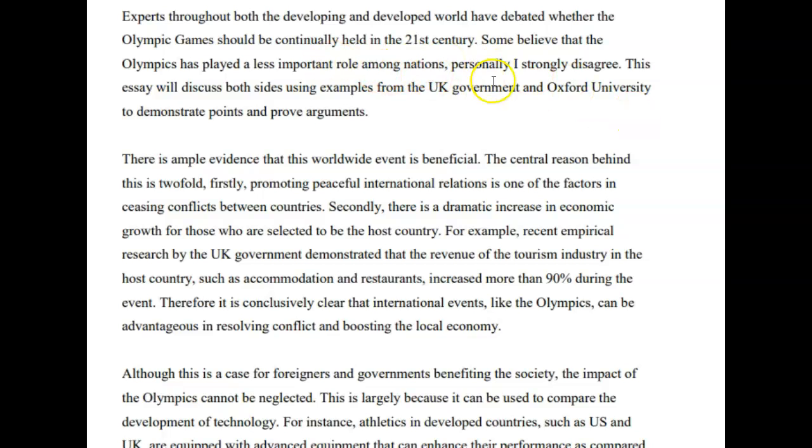You've got two contrasting ideas. So "however" would have been nice here. "This lesson will discuss both sides using examples from the UK government and Oxford University to demonstrate points and prove arguments." Now, here you really need to be careful.